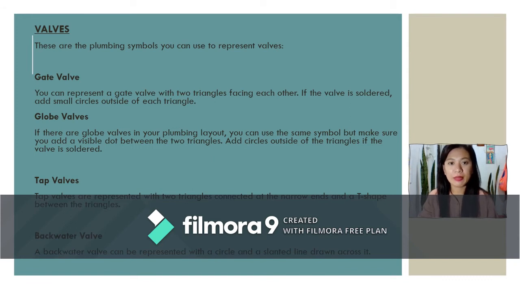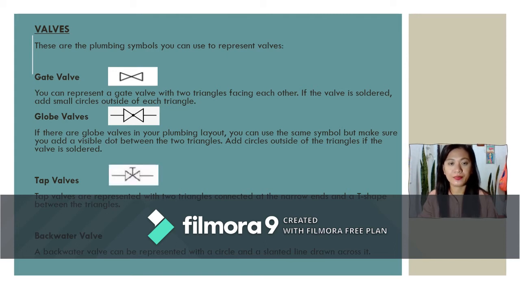Valves. These are the plumbing symbols you can use to represent valves. First, gate valve. You can represent a gate valve with two triangles facing each other. If the valve is soldered, add small circles outside of each triangle. Next is globe valves. If there are globe valves in your plumbing layout, you can use the same symbol but make sure you add a visible dot between the two triangles. Add circles outside of the triangles if the valve is soldered.